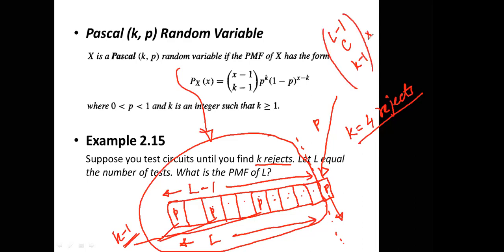And the probability was what? K minus 1 rejects, so definitely P to the power K minus 1. And then the others will be 1 minus P, because they are accepts. How many accepts? L minus bracket K minus 1. So can we say that it is into 1 minus P to the power L minus 1 minus K minus 1.